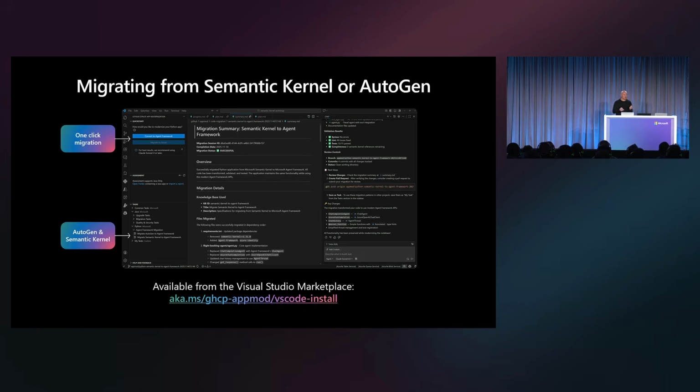To help you with your migration, we have the GitHub Copilot app modernization extensions. They're available in Visual Studio and Visual Studio Code. What they give you is a one-click migration story for your existing code. When you start the migration process, the tooling will analyze your code base and it will come up with a plan to migrate it to Agent Framework. It will then start the migration process and keep track of everything that it's doing as it's migrating your code.